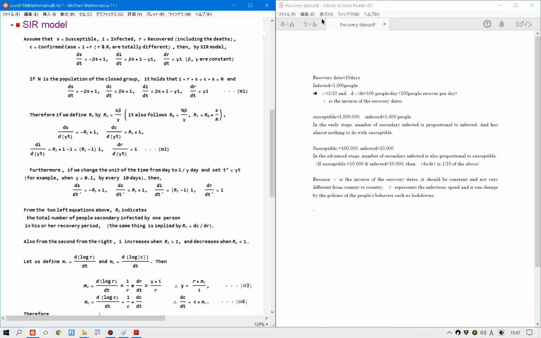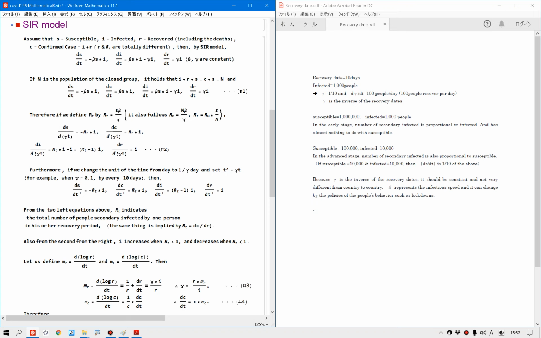Okay, let's start. Let me explain the SIR model very quickly. S equals susceptible, those who can be infected. I is infected. R equals recovered, including the dead, because if you are dead, you can no longer infect other people. C is confirmed, I plus R, and active cases are infected.